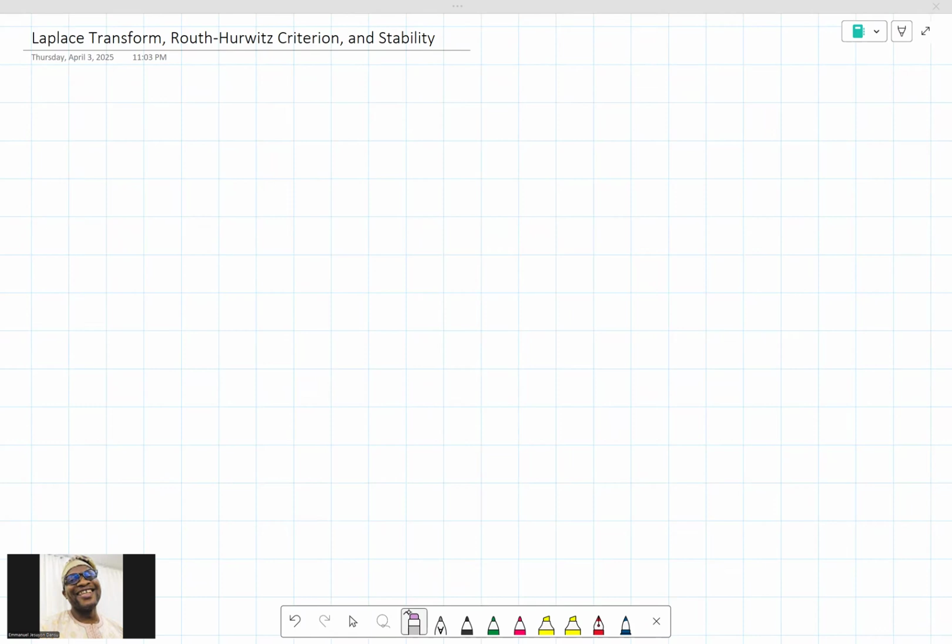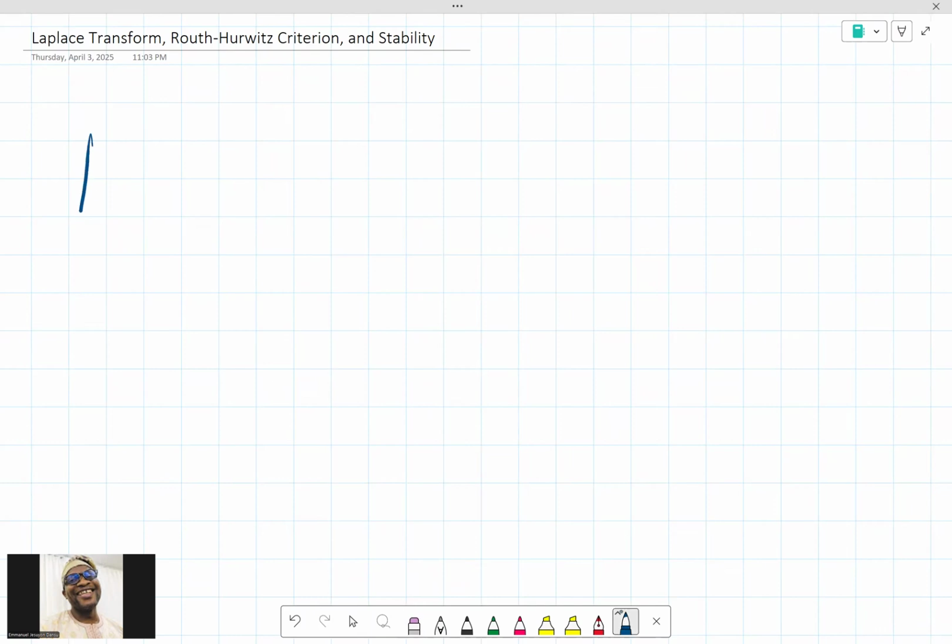We continue with Laplace transform, and still in the spirit of stability, we're talking about Laplace transform, the Routh-Hurwitz criterion, and stability. So in the previous video, we had talked about stability in the general sense of getting the poles of a transfer function for a Laplace transformed system. Okay, so here, let's look at how this connects together.